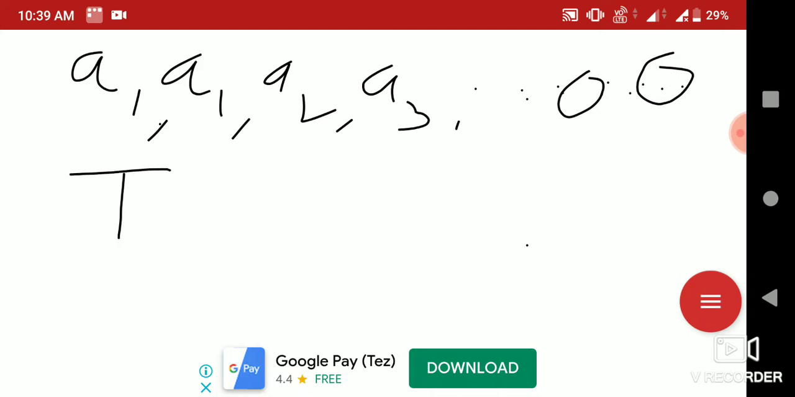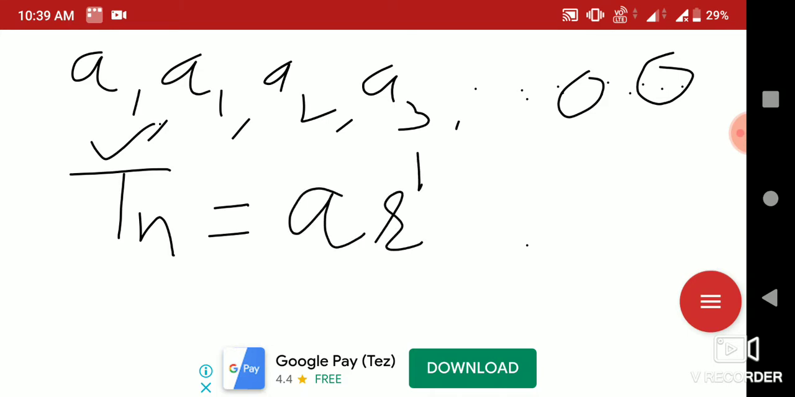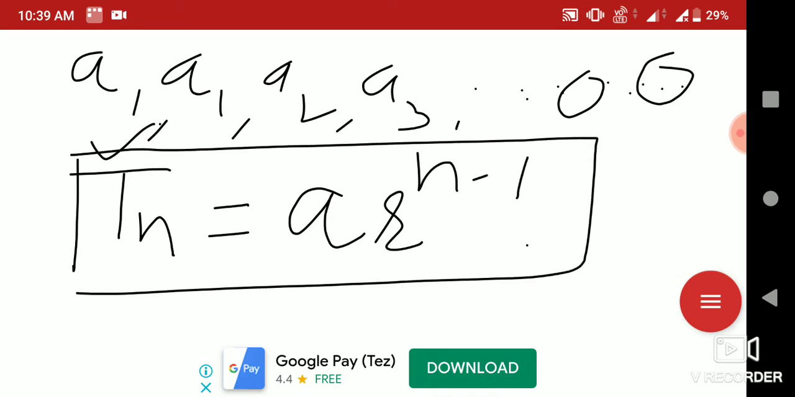The formula is Tn is equal to, T means term, which term you are going to find. Tn is equal to A r raised to power n minus 1. This is the formula to find the nth term, right? So learn this formula first.